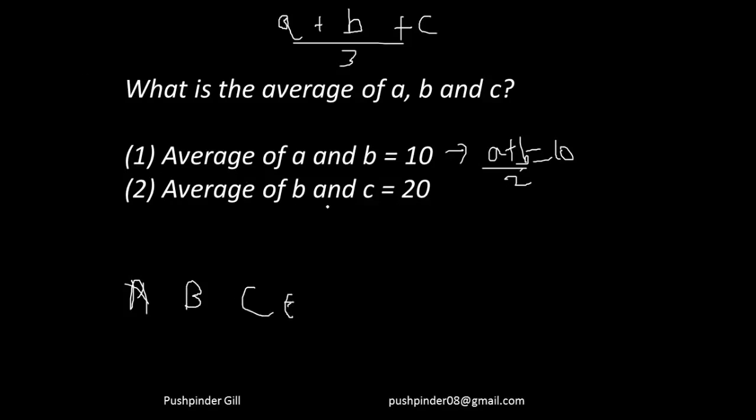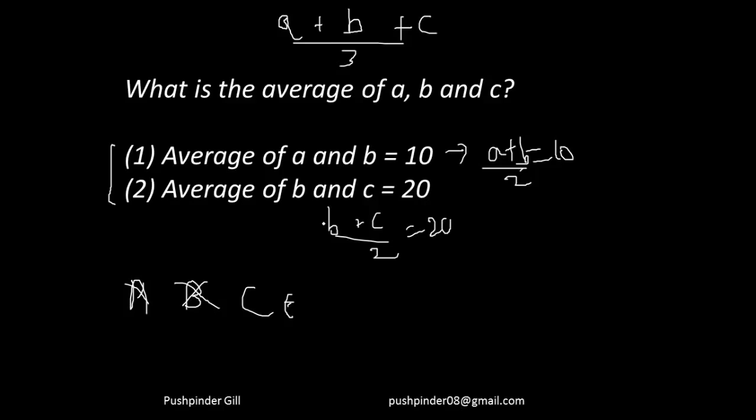Let's look at the second statement alone. (B plus C) upon 2 is equal to 20. Does that give me the answer? No, it doesn't. So I should be striking off B. Now let me go ahead and combine both the statements. From here I know the value of A plus B. From here I know the value of B plus C.